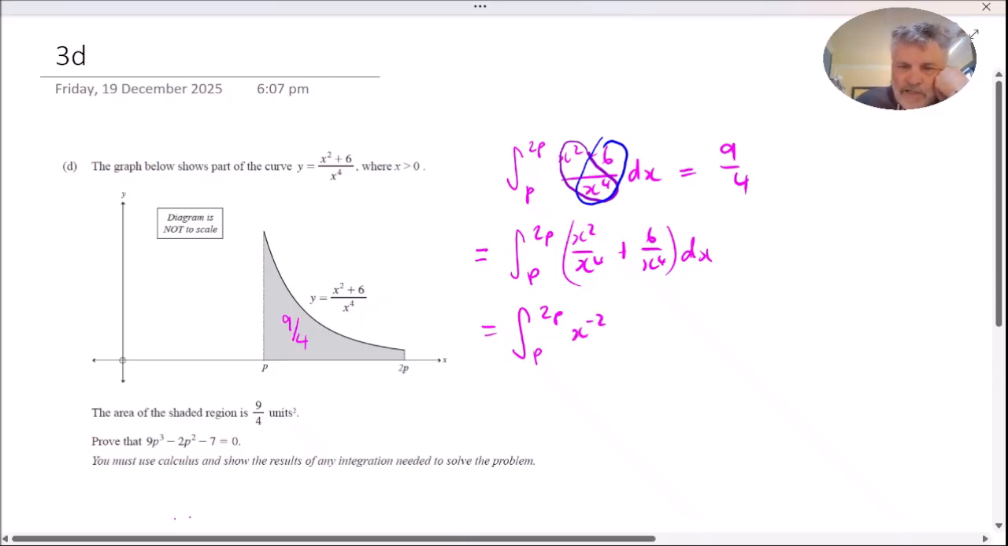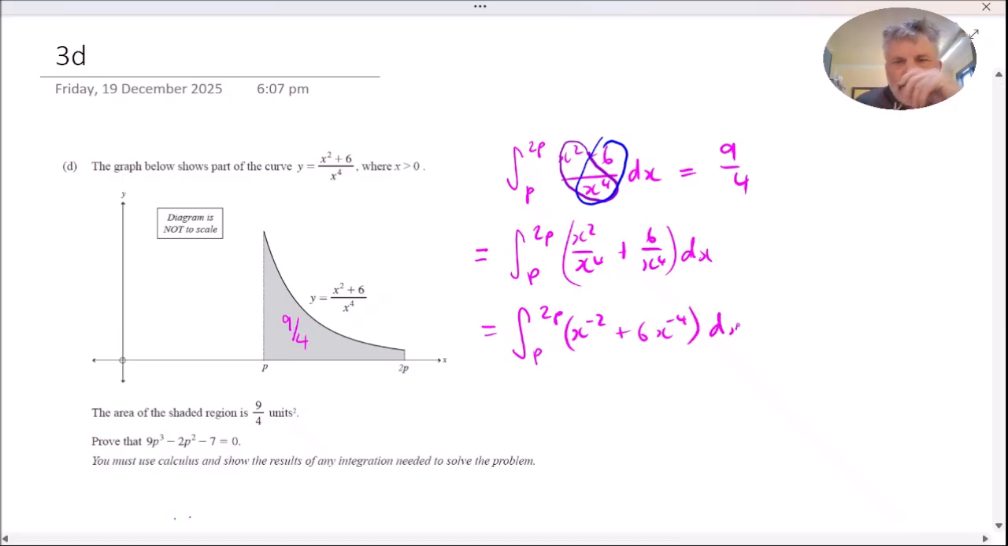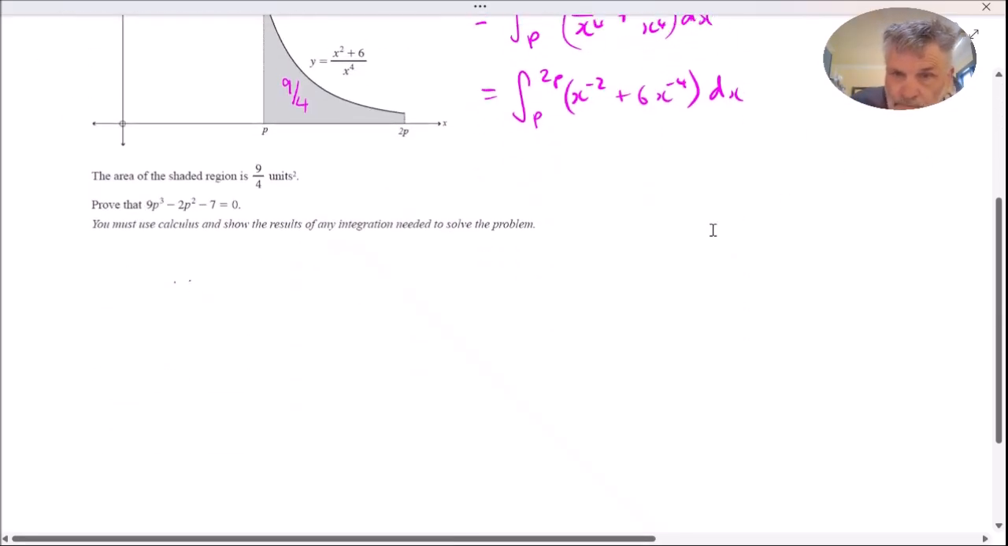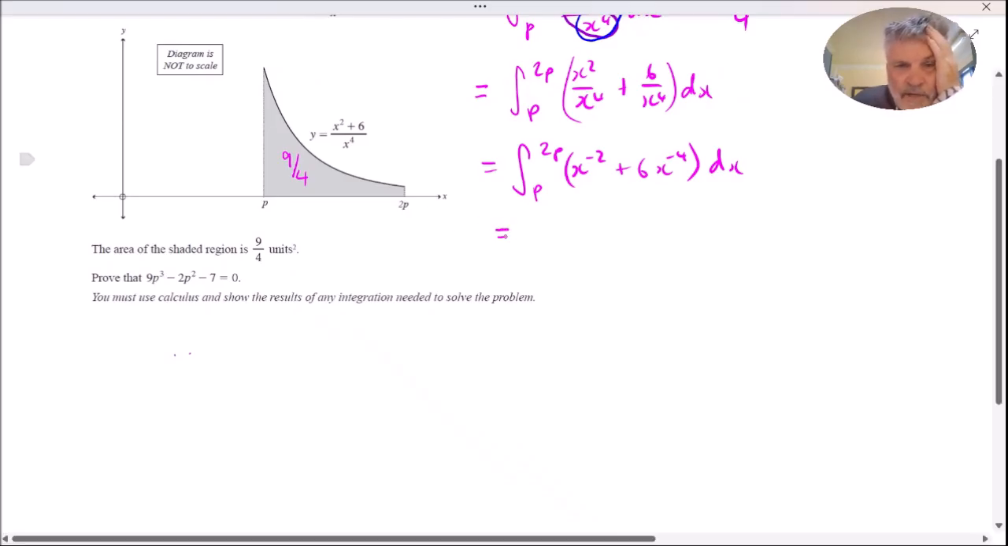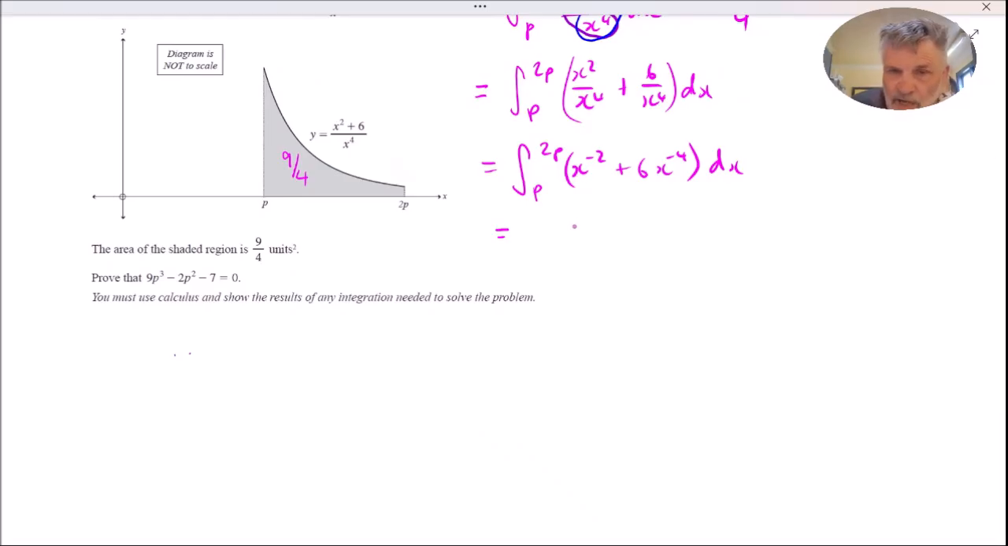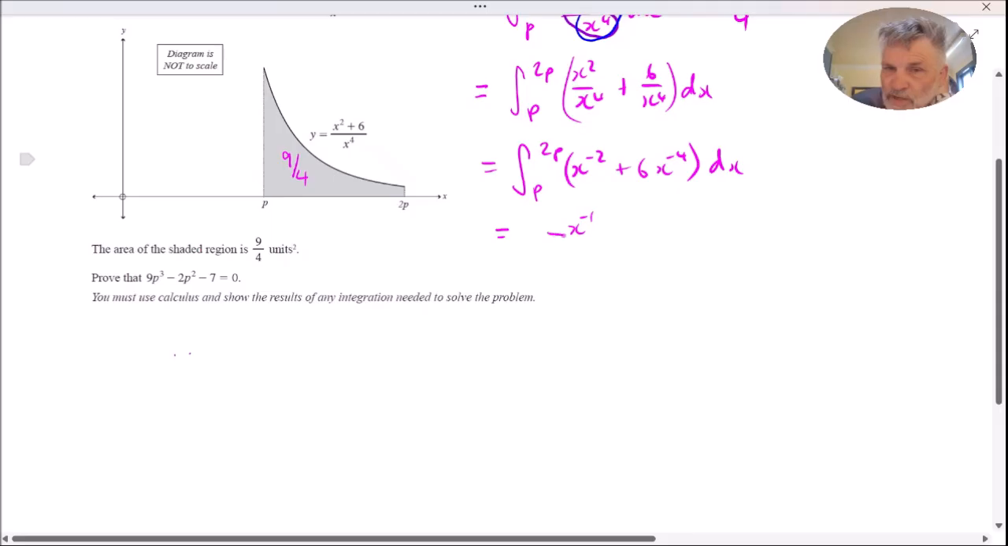The combined effect of this is x to the power of negative 2, 2 minus 4. It's 4 on the bottom, so this is plus 6x to the power of minus 4 dx. And these are straightforward power rule applications. So add 1 to the power, you get x to the minus 1, divide by negative 1 will give us a minus sign. Add 1 to the power, x to the minus 3, divide by negative 3, we're going to get a negative sign, and 6 divided by 3 is 2. That's the integration done.